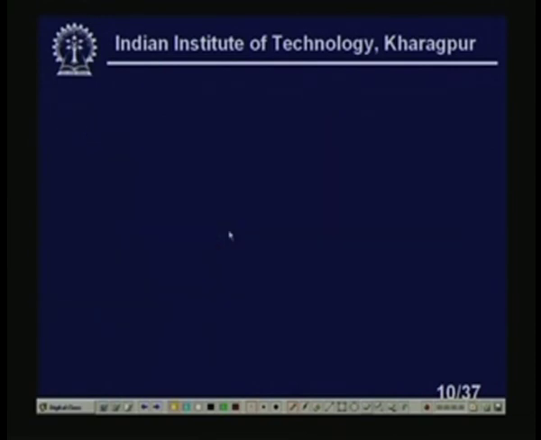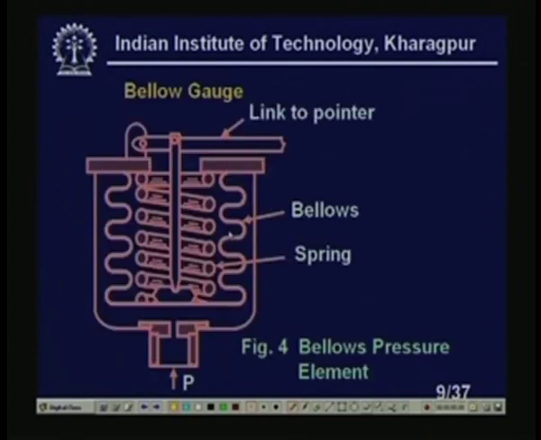Here you see the bellows, I will show you the bellows. Now, if the pressure increases from this side, if the pressure goes inside, this bellow will squeeze. If it squeezes, then this pointer or link will go up, so it will move like this. If it moves like this, I will get an indication. So this can be calibrated in terms of the pressure. So this is all about the bellow. We can show something in the next slide.